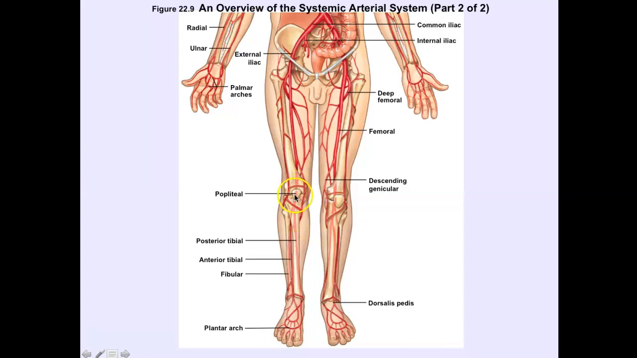So that popliteal will pop forward between our two leg bones, become the anterior tibial, and follow down the front of our leg. As it hits our ankle, at the very front of our ankle here, anterior side of the ankle, it changes name to dorsalis pedis, okay? So right here, it's called dorsalis pedis. Dorsalis pedis will do a loop on the top of your foot, and the loop is called the dorsal arch. And then off that dorsal arch, we're going to have our digital arteries going to our toes. All right, so that's the front.